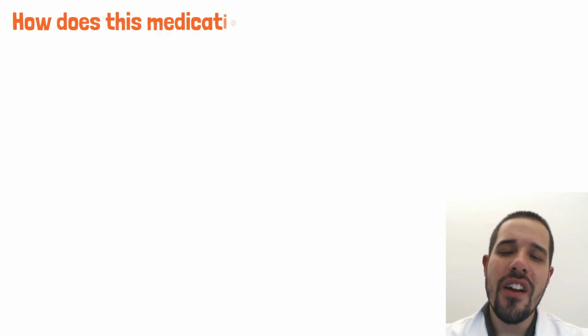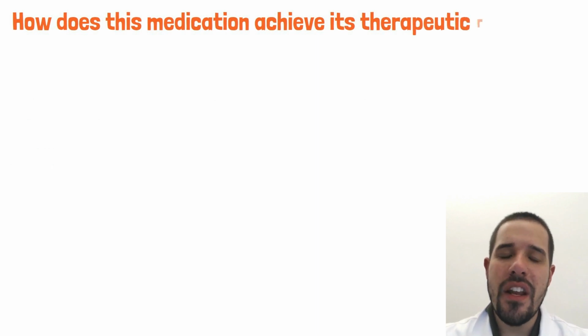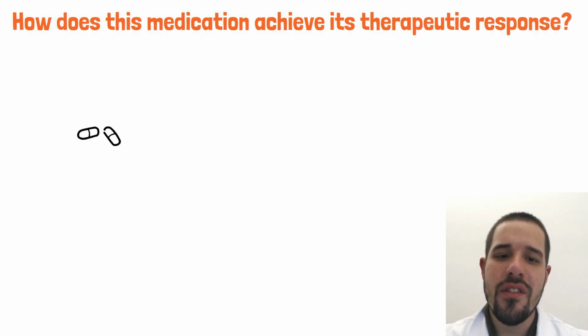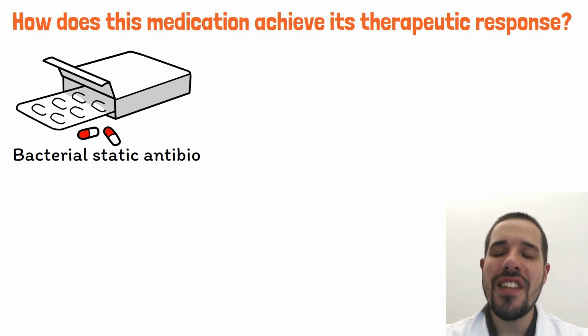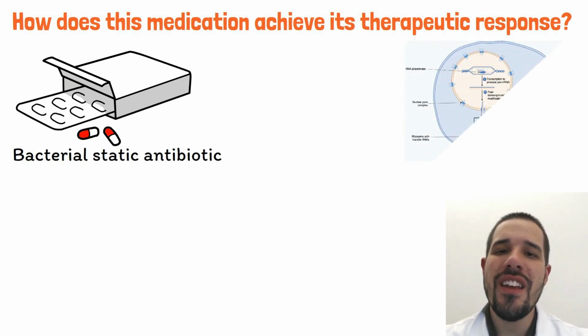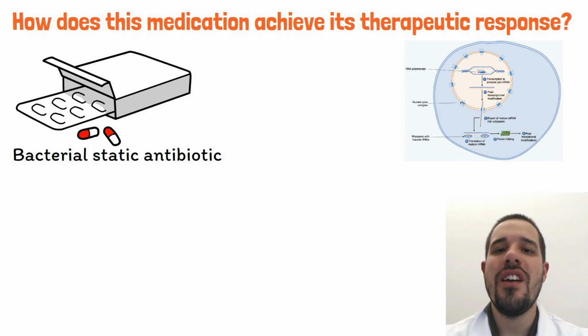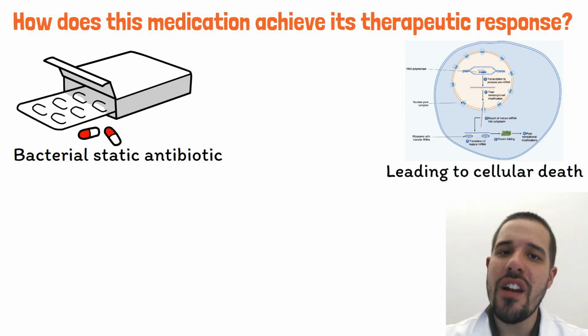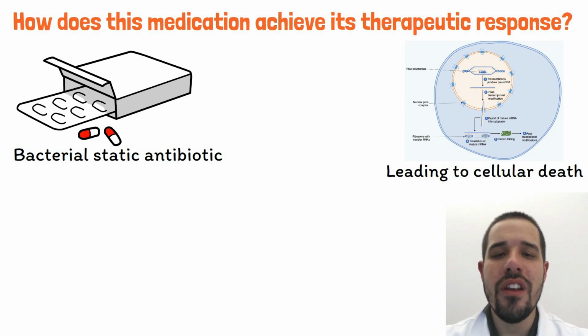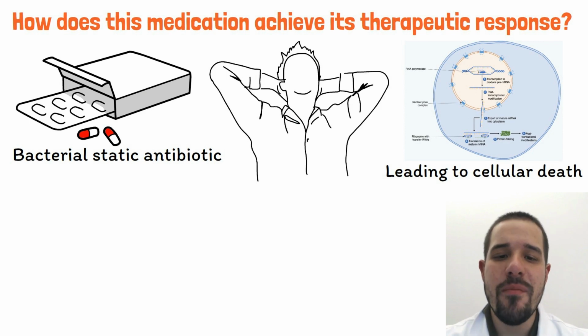Now that we can identify what this medication looks like on an exam, how does this medication achieve its therapeutic response? Macrolides specifically are bacteriostatic antibiotics in which they inhibit protein synthesis and eventually lead to cellular death. Through cellular death, this leads to symptomatic improvement and overall relief of client signs and symptoms.